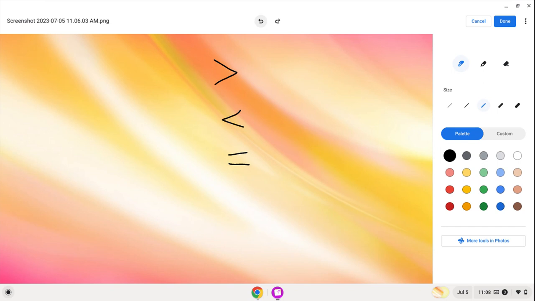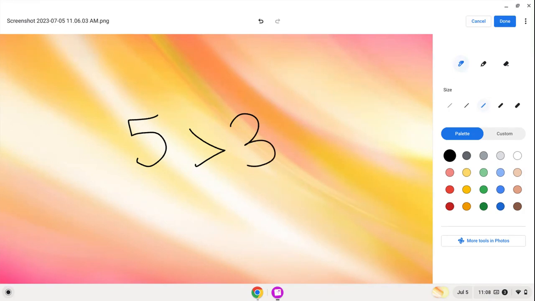Now let me write out some examples so it's easier for you to visualize. So let's start simple. 5 is greater than 3. To easily remember it, the side of the symbol that's open is going to be next to the bigger number. It's essentially like the bigger number is pointing at the little number.